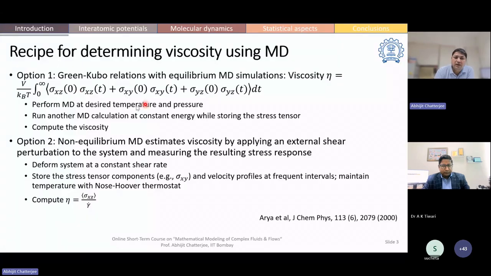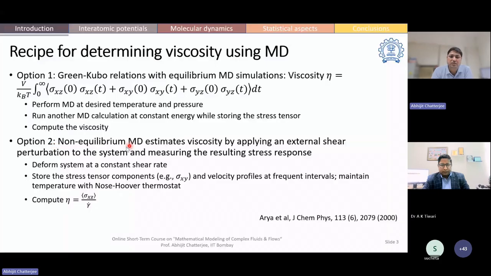All we need to know is how the stress might vary within the fluid system, and for this one can use equilibrium molecular dynamics simulations, which I'm going to talk about in the next few slides. And basically we're going to perform MD at a desired temperature and pressure, and then compute from the MD calculations these stress tensors, and from the stress tensor information then compute the viscosity.